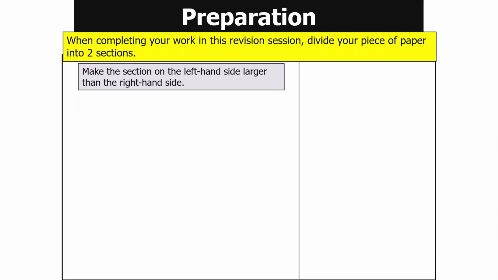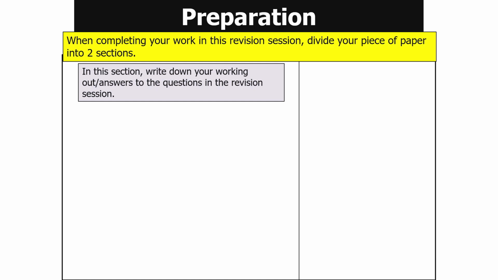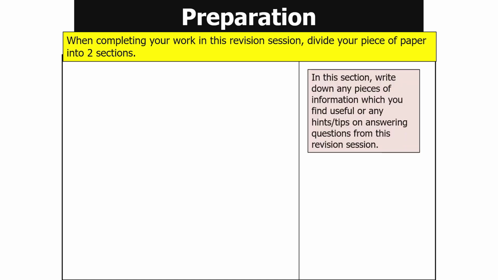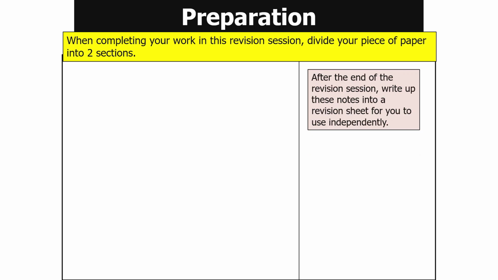When you complete your work in this revision session, divide your piece of paper into two sections. Make the section on the left hand side larger than the right hand side, and in this left hand side section write down your working out and answers to the questions. Make sure to write in full sentences and show your full working out. In the right hand side section, write down any pieces of information which you find useful or any hints and tips on answering questions. After the revision session concludes, write up these notes into a revision sheet for you to use independently.